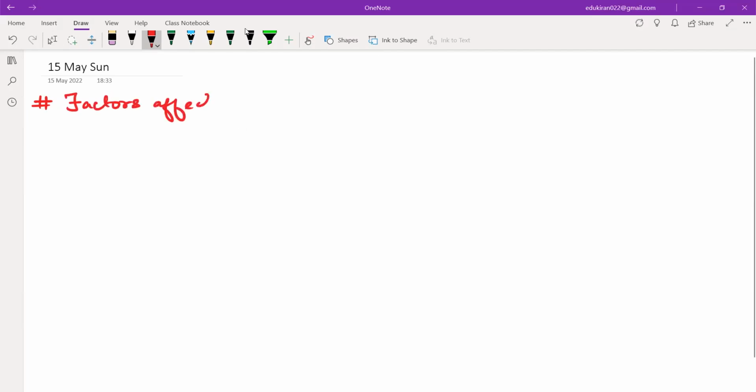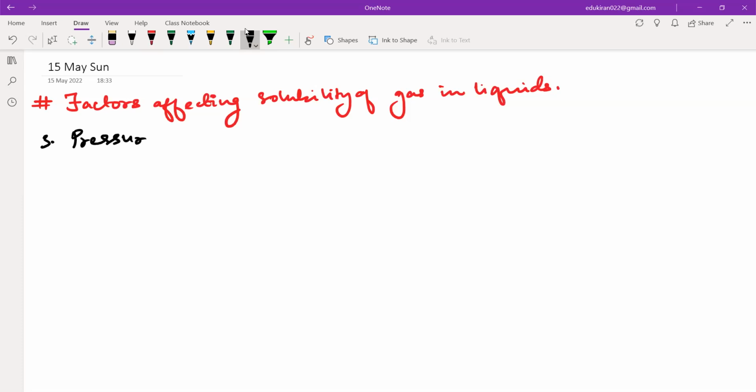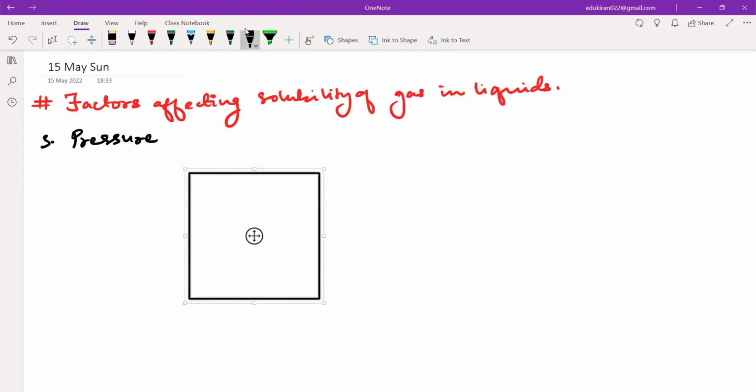Factors affecting solubility of gas in liquids. Okay, so we were talking about pressure, right? We were talking about the third factor, that is pressure. Now, I want all of you to see what happens when we have a gas inside a liquid.